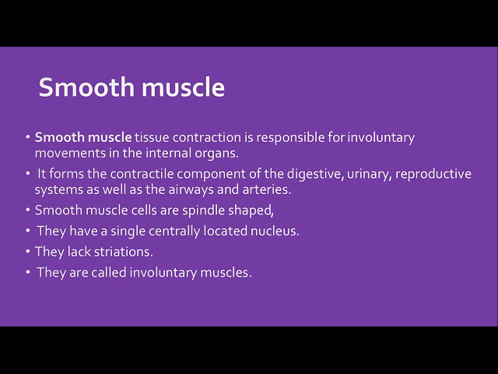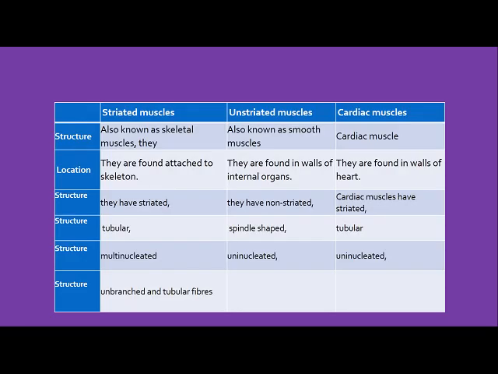Smooth muscles are spindle in shape and they have a centrally located nucleus. In them, striations are absent. They don't have to suddenly contract or suddenly relax. These muscles are also involuntary in nature.